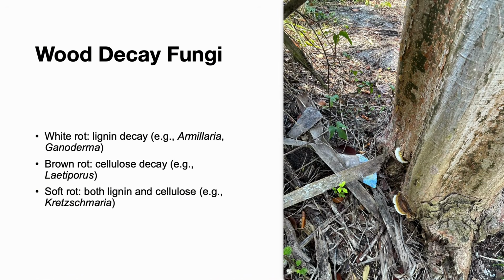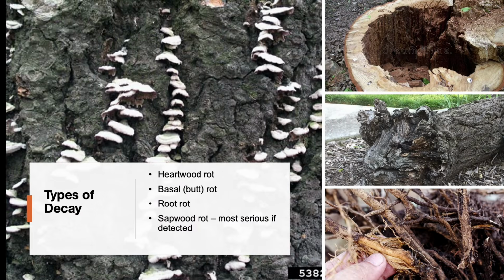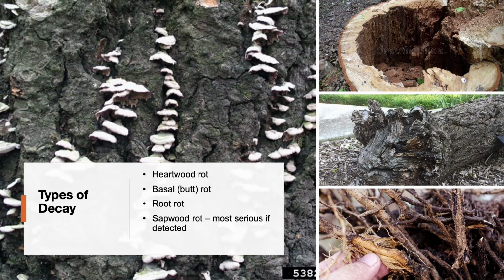Decay fungi break down wood and reduce structural strength. Decay may not be obvious. There may not be mushrooms or conks, but when visible, fruiting bodies are a definite sign of internal decay. Decay can occur in different parts of the tree, affecting strength in different ways. White rot fungi like Armillaria and Ganoderma break down lignin. They make wood flexible but less stiff.